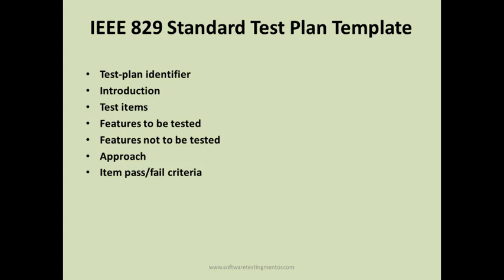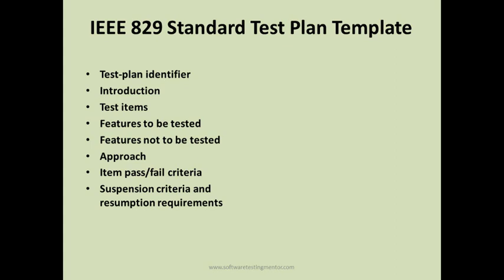And item pass and fail criteria. So how will you identify whether your testing has passed or failed? So you'll set up criteria to decide whether the testing has passed or failed. Then suspension criteria and resumption criteria. So in case you got a very critical defect and you need to suspend your testing. For example, you are not able to even proceed with the testing with any workaround, then you need to define the criteria. When will your testing suspend?